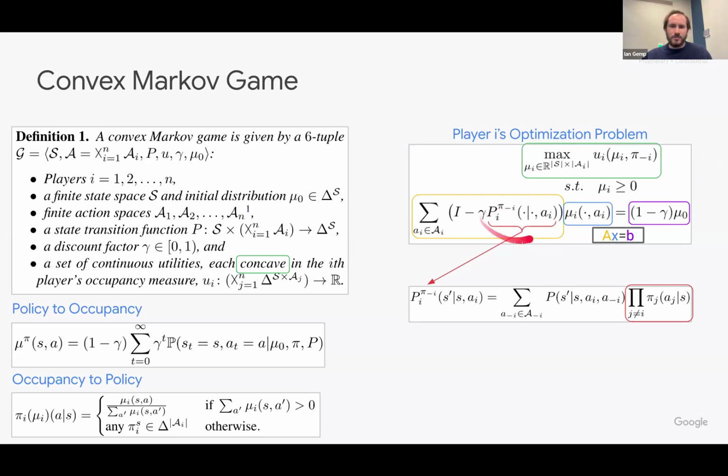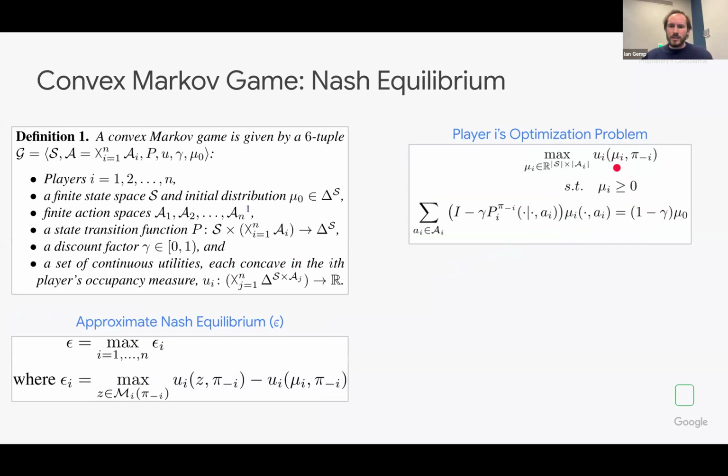I just wanted to point out that this term here, where we're folding in all the policies of the other players, involves a product of all their policies. So it's highly nonlinear. It's polynomial in the other players' policies. So this term is nasty in terms of pi minus I. I should have said this notation means all players other than I. But in terms of player I's optimization problem, in terms of mu I, their decision variable, this problem looks like a convex program.